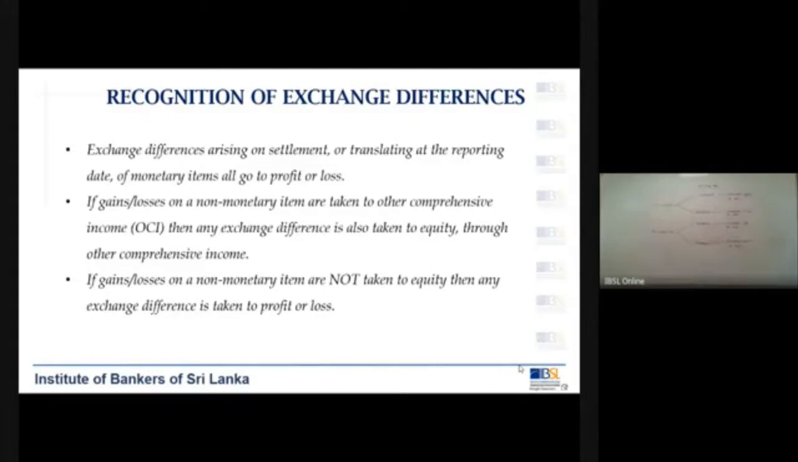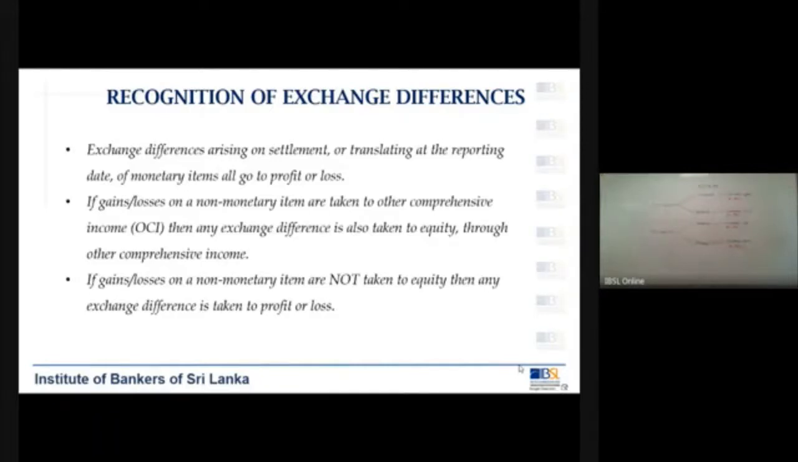At the inception of this topic, I told you that there is something known as a foreign operation. This foreign operation could be a branch of yours, or a subsidiary, or an associate, whatever. You have a company there, or you can have a branch. Now what will happen? You are here having all your transactions in rupees. You have a branch in the US, whose functional currency is dollars. Now you are trying to convert that foreign operation into rupees.